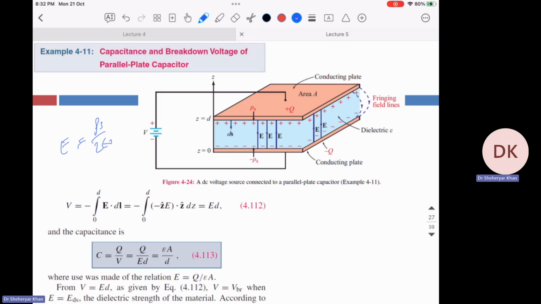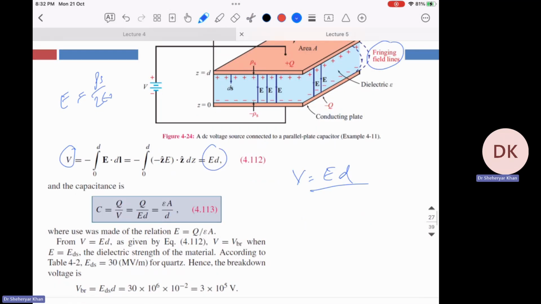And on the corners, we have some deformable field. We call it fringing, because the corners change the field, right? So that's why the E has to go perpendicular. Now, apply the formula V is equal to the integral of E dot dL, you get Ed. Now, this is important, always remember this equation. I think in the midterm, we also use this. So capacitance is charge over voltage, Q over Ed. So capacitance is now equal to epsilon A over d.